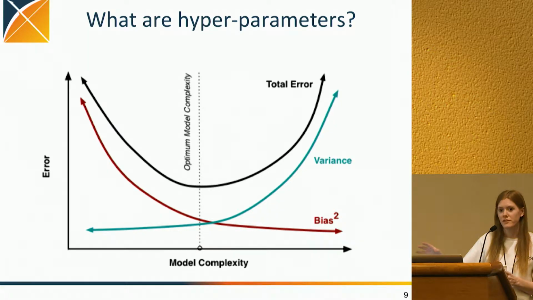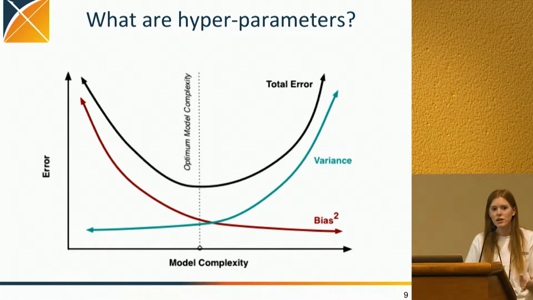It's going to do perfect for your development data, terrible for your holdout data, and that's overfitting. And if you have a simple model, you might find that it's too simple, that it can't actually learn to separate things, and then you're going to have poor performance for both.